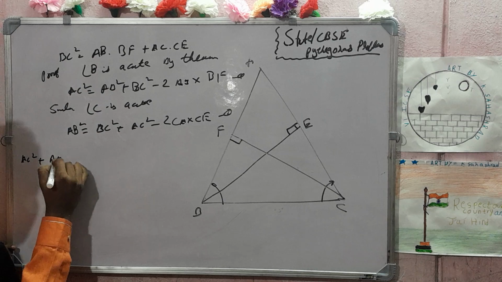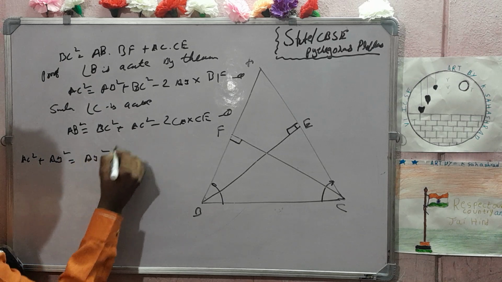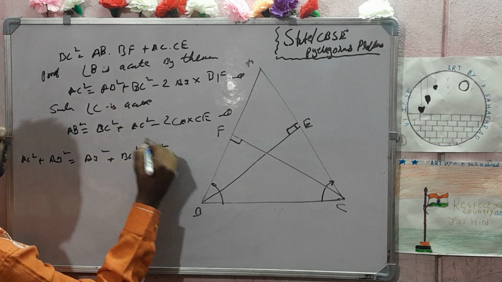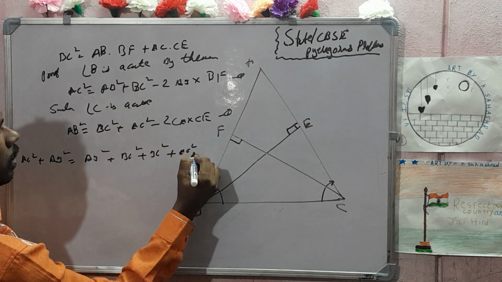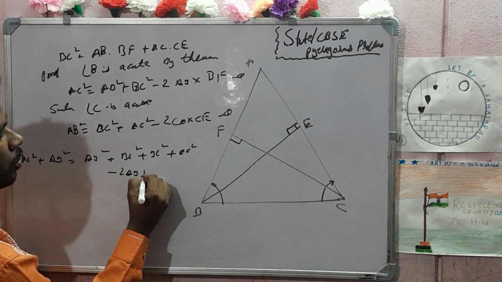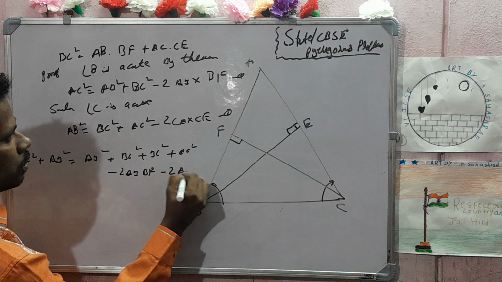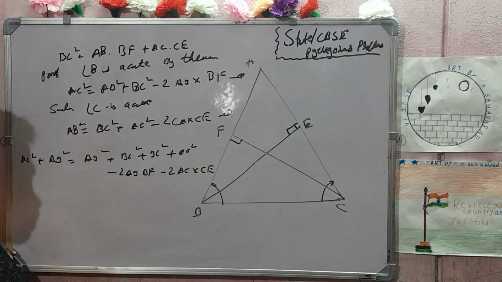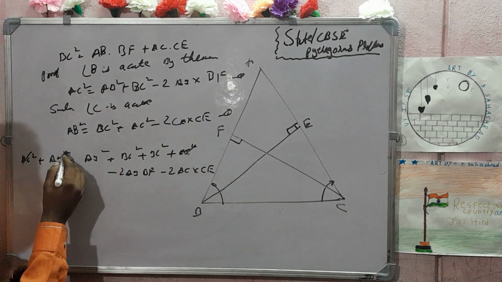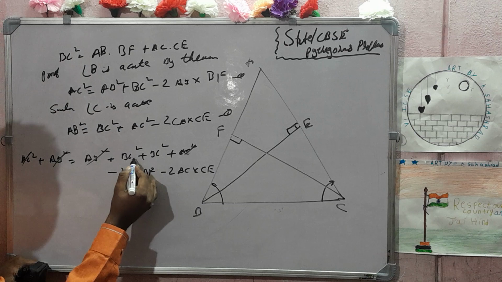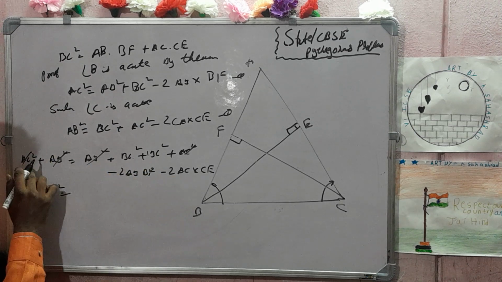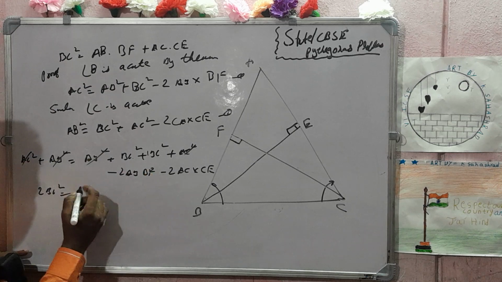AC square plus AB square is equal to AB square plus BC square plus BC square plus AC square minus 2 times AB into BF minus 2 times AC into CE. Right? Now AC square gets cancelled, AB square gets cancelled. So BC square plus BC square is 2BC square. And when you bring this side, minus minus becomes plus this side.